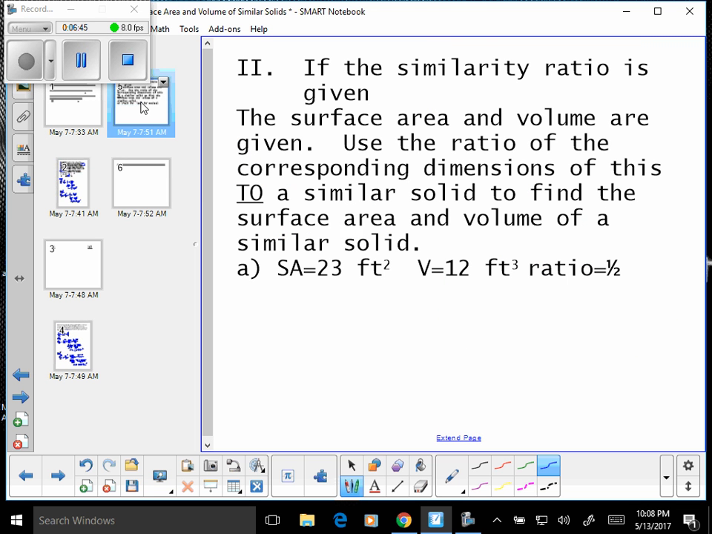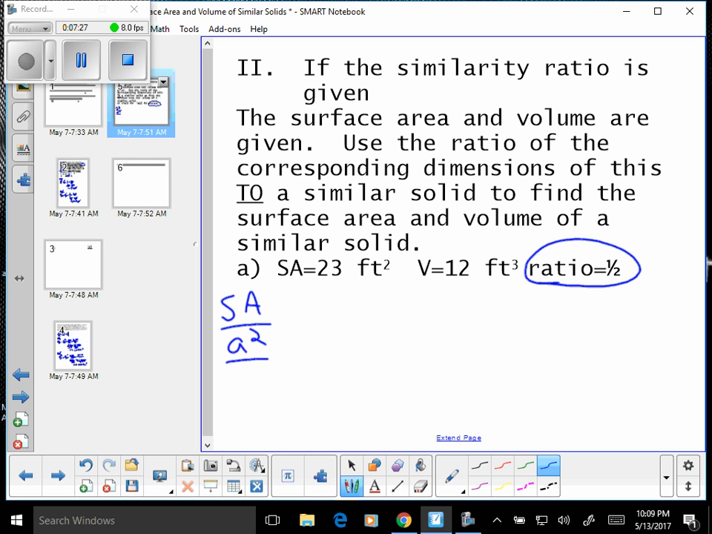Sometimes they're going to be nice enough to give you the similarity ratio. In this case, the surface area and the volume are given. We want to use the ratio of the corresponding dimensions of this to a similar solid to find the surface area and a volume of a similar solid. Now this time, they're telling you that the surface area is 23 feet squared, the volume is 12 feet cubed, and here is that similarity ratio. They're going to give it to you this time, instead of making you find it. The first thing we're going to do is find our surface area.